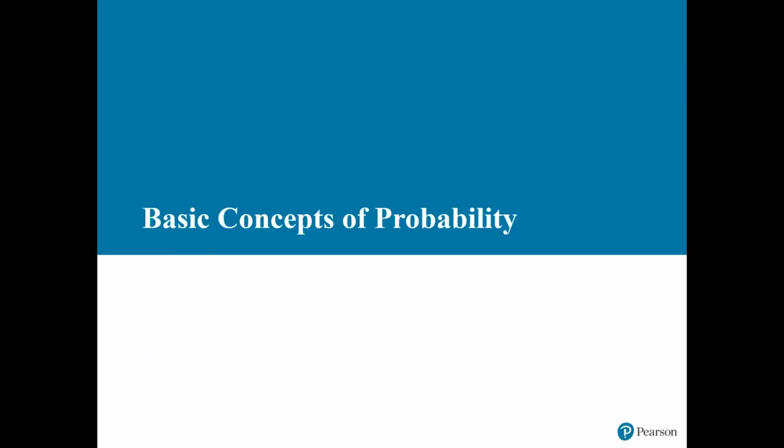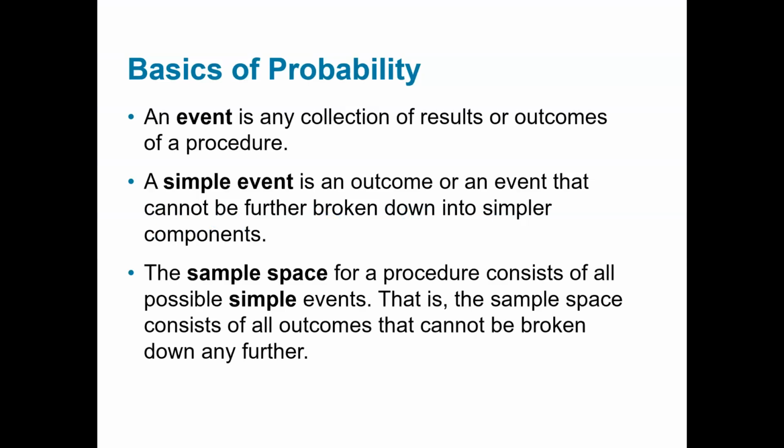Let's get started. So the basics of probability, we have an event, which is a collection of results or outcomes. There can be simple events and events that are not simple. If an event is simple, it cannot be broken down any further. So for example, rolling a 2, it's not like you could get 2A or 2B, you can just get a 2 or not a 2, and there you go. The sample space for a procedure consists of all possible simple events.